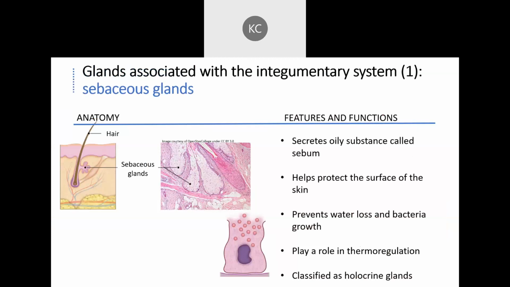Sebaceous glands secrete sebum, and sebum is what we think of as oil, right? So when we get oily skin, when we get oily hair, this is a result of the production of sebum that then goes into the hair follicle, and from the hair follicle it can go onto the surface of the hair itself, right? So sebum helps to protect the skin and the hair, and helps prevent the loss of water via evaporation. It also has antimicrobial properties, so it can help prevent bacteria from growing.